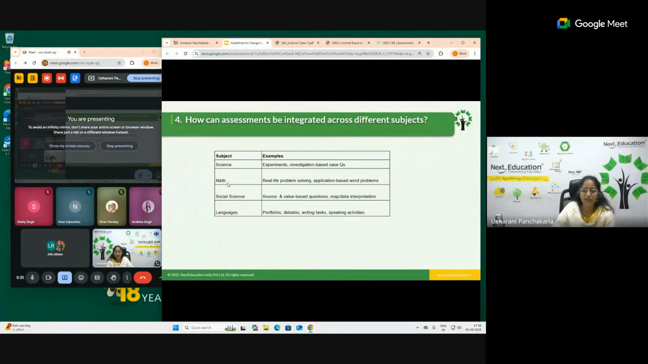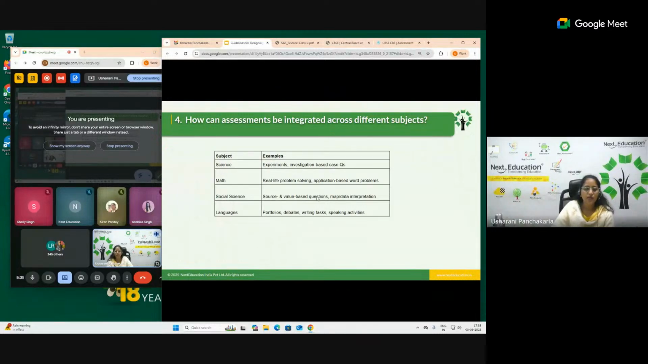Coming to math, it's real life problem solving and application based word problems. Now coming to social science, it is more source and value based. Source means taking straight from the textbook. So there might be a paragraph on the Quit India movement, and the same paragraph will be taken. I have some examples to show you in the later slides, and then you will give some questions on that. That is what we call source based questions.